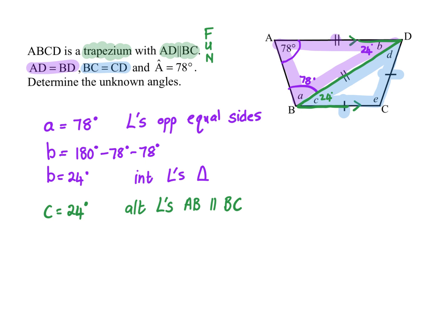Now that I know that C is 24 degrees, what do I know about this isosceles triangle? Is that C and D are equal. Therefore, they are both 24 degrees. As always, good to fill it in on your drawing because this is the angles opposite the two equal sides.